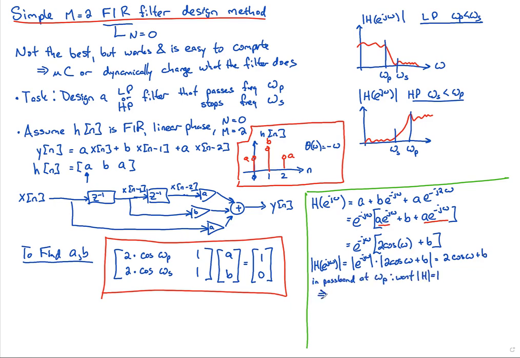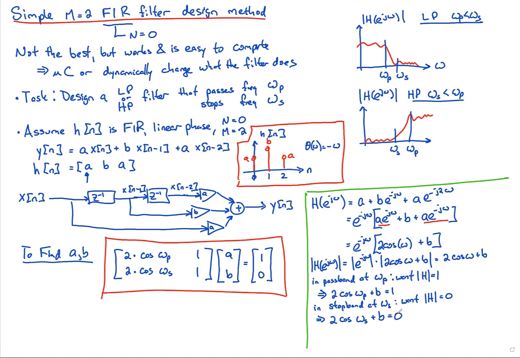Now, in the pass band at omega equals omega sub p, we want the magnitude of our transfer function to equal 1. In other words, we want 2 cosine of omega sub p plus b to equal 1. And similarly, in the stop band at omega sub s, we want the magnitude of the transfer function to be 0 if it's a stop band. And that just means 2 cosine of omega sub s plus b, we want equal to 0.